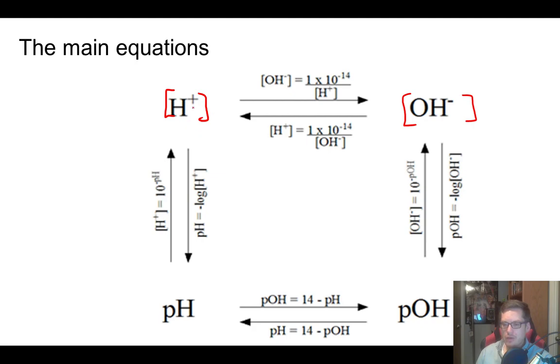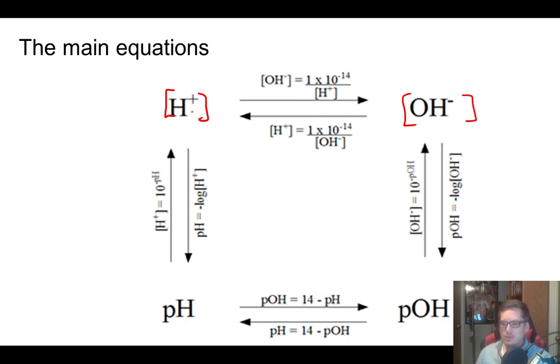This is pretty easy when you're going from one corner to the next, but sometimes it can get confusing when you have to go catty-corner. Say you have your H plus and you wanted to find the pOH. You have two options. You can go from your H plus down to your pH by using the negative log of the concentration of H plus, and then subtract that from 14 to go over to your pOH using this formula right here.